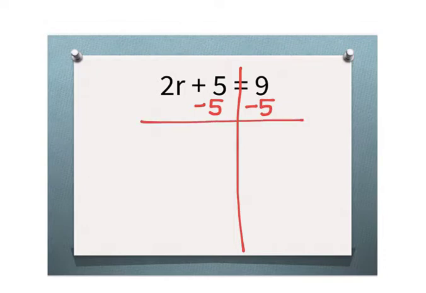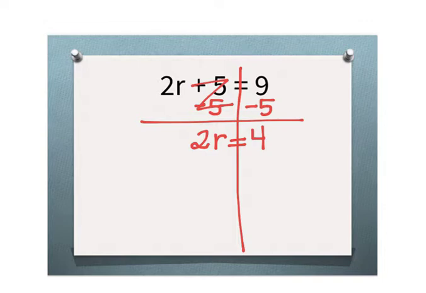I'm going to draw my line. Let's see what happens. This plus 5 and the minus 5 zero out, and it leaves me with 2r equals, and on the right side I've got to do some math. 9 minus 5 leaves me with 4. I almost have the r by itself. I have to do one last thing. I don't see addition and subtraction.